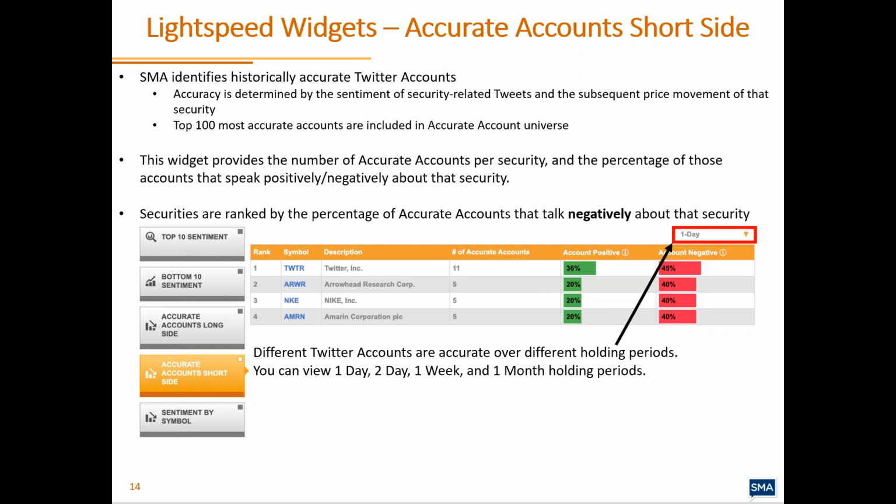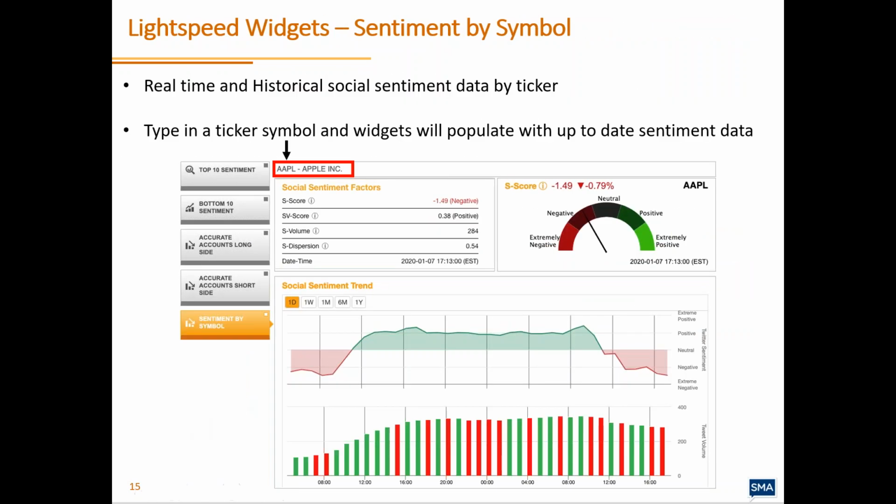Again, these are widgets that you can click on, and they will go into what we call the sentiment by symbol sheet. This is a sheet that shows you a little bit more information on the sentiment. It's basically a sentiment snapshot, and it shows you S-score, which is our standard normal curve representation that we were talking about a little bit earlier. SV score is the volume for that security relative to its own historical Twitter volume. S volume is the number of tweets from all the certified accounts at that particular time period.